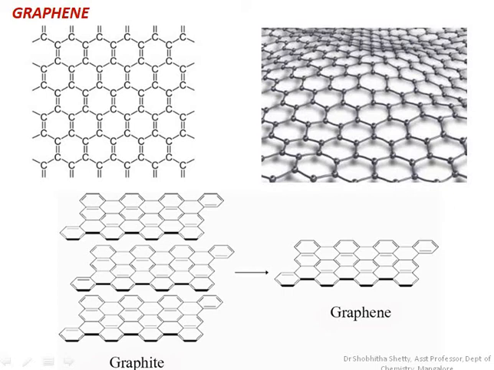So it consists of a single layer, as you can see, here also I have represented a single layer of carbon atoms arranged in a hexagonal lattice. You can see the hexagonal structure here, 6-membered. So each carbon atom is covalently bonded to 3 other carbon atoms. As you can see, each carbon atom is bonded to 3 other carbon atoms. If you consider this carbon, it is bonded to 1, 2, 3 carbons, and all the carbons are sp2 hybridized.